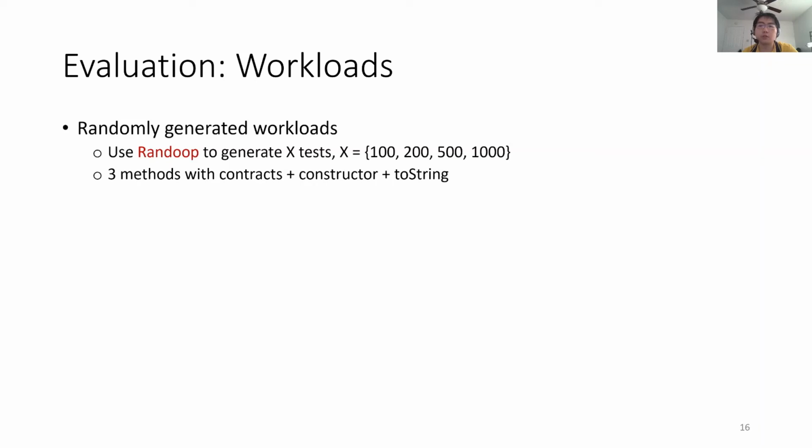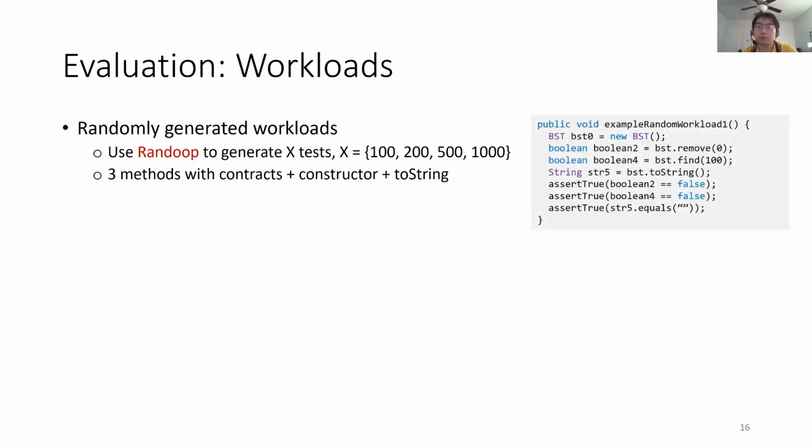We generate 2 kinds of workloads. In randomly generated workloads for each data structure, we use Randoop, which is a random test generation tool, to generate X tests, where X is 100, 200, 500, or 1000. And the inputs to Randoop are the 3 methods with contracts, the constructor, and the toString method. This is one example random test generated by Randoop.